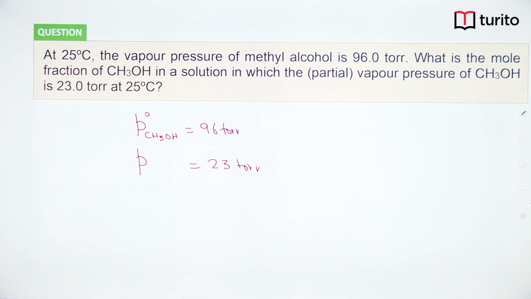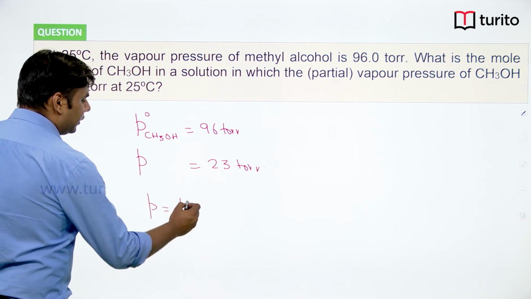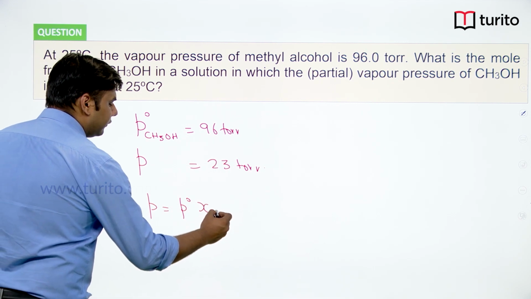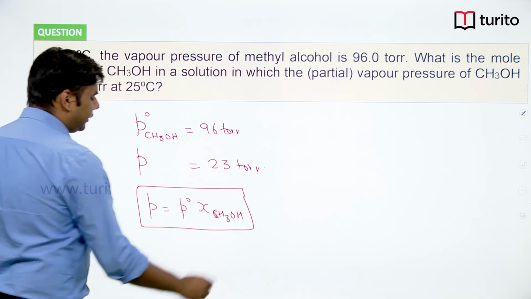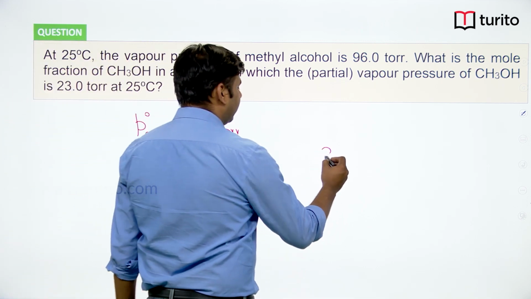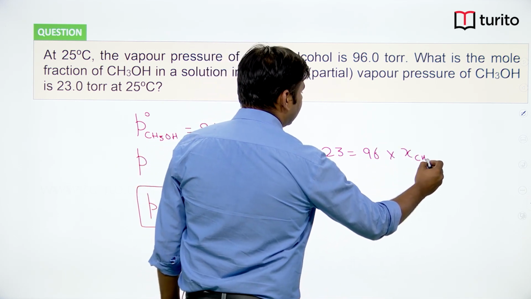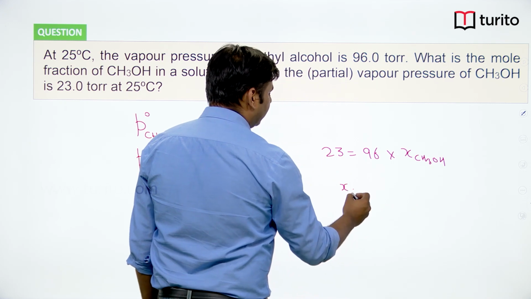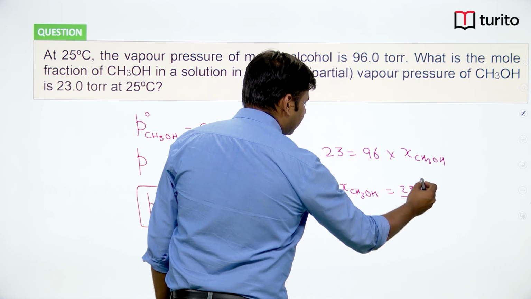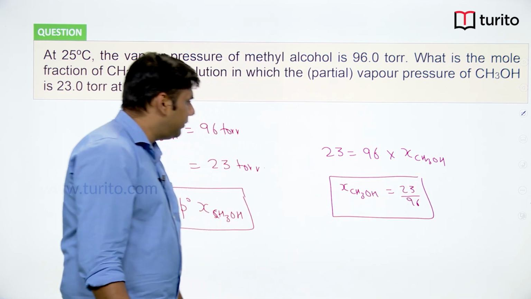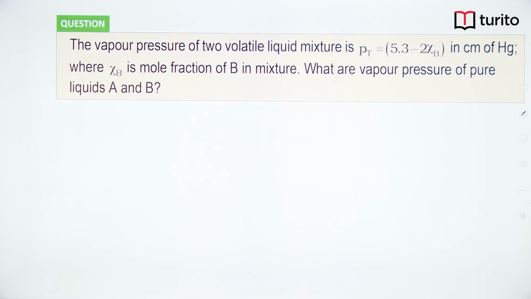Okay, so this is asking what is the mole fraction of methanol. So we will say that P is equal to P naught into the mole fraction of methanol. So the pressure above is 23, this is 96 into the mole fraction of methanol. So we will get the mole fraction of methanol as 23 upon 96. So a straightforward question just based on the basic data. I hope this is clear to everyone, nothing difficult.